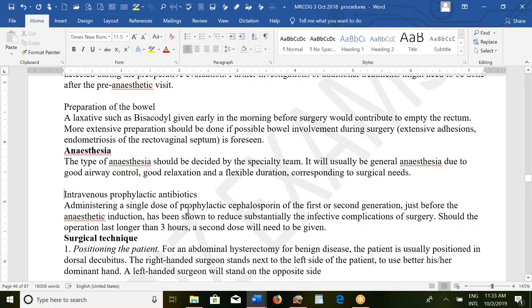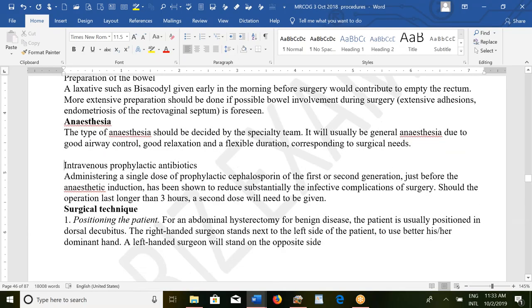Then again we need to give her IV prophylactic antibiotics. You can give a single dose of prophylactic cephalosporins of the first or the second generation just before the anesthetic induction. It has been shown to reduce substantially the infective complications of surgery. And if the operation lasts longer than 3 hours, then you need to give another dose.